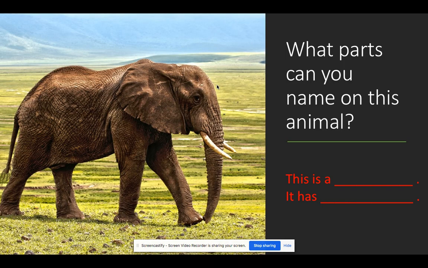What about the elephant? Same thing. I'm going to ask you to pause the video and to look at the body parts that you can observe on the outside of this elephant. Pause the video, please.